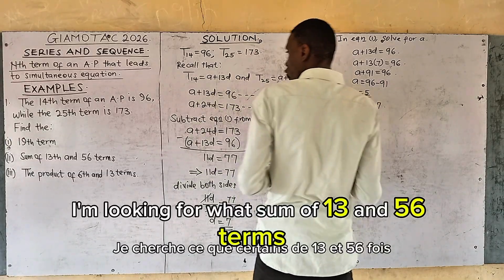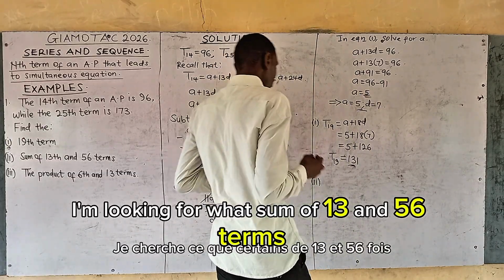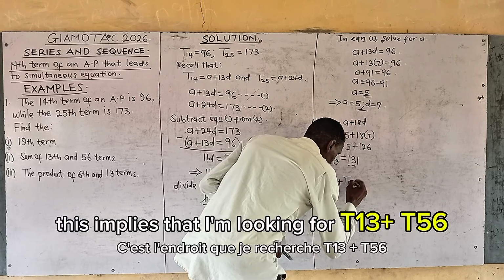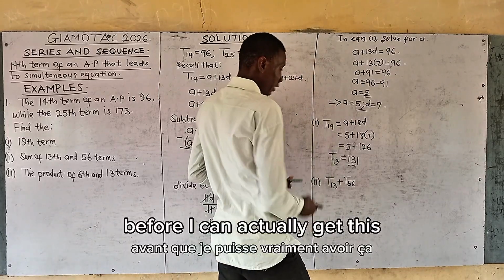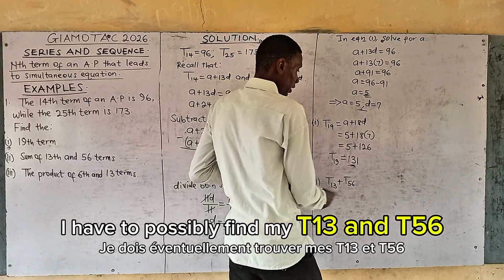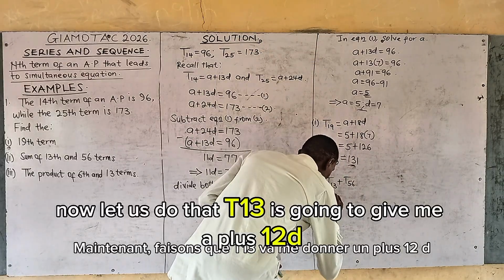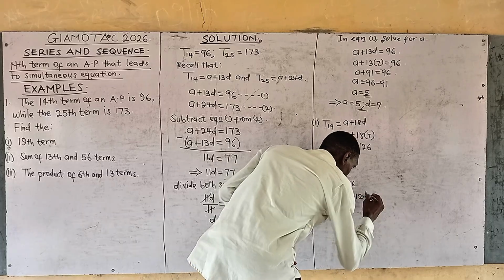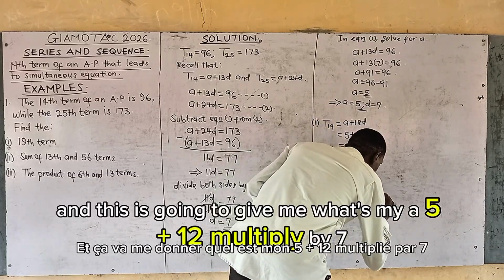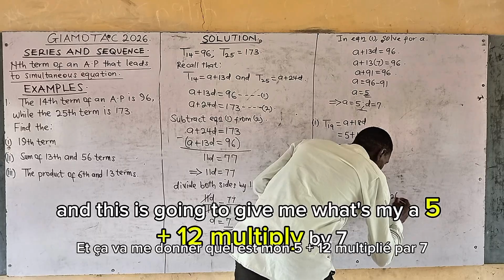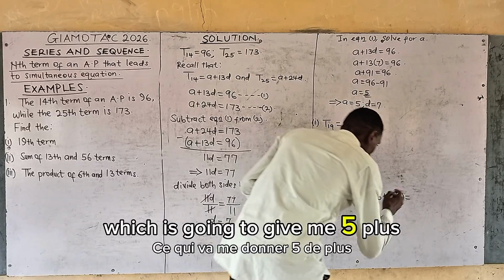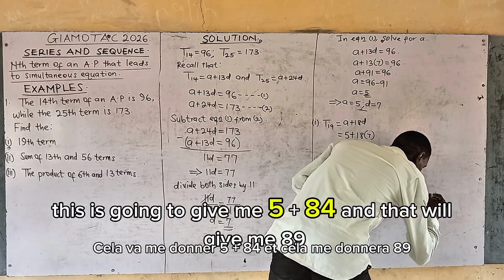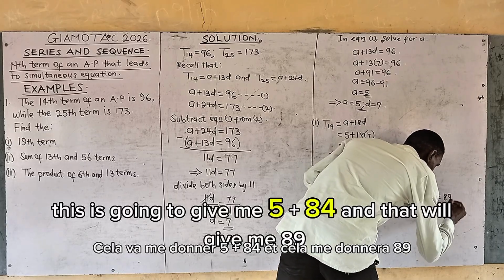I'm looking for what? The sum of the 13th and 56th terms. This implies that I'm looking for T13 plus T56. Before I can actually get this, I have to firstly find my T13 and T56. Now let us do that. T13 is going to give me A plus 12D. What's my A? 5 plus 12 multiplied by 7, which is going to give me 5 plus 84, and that will give me 89.